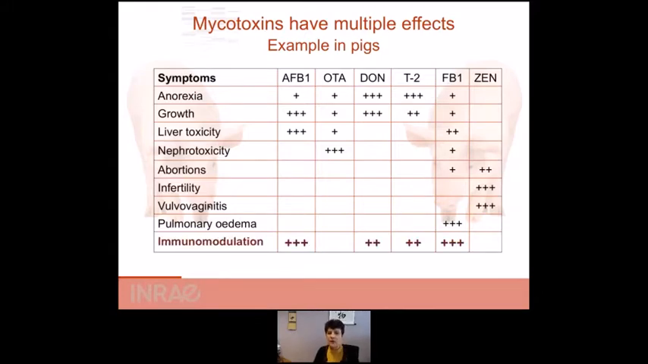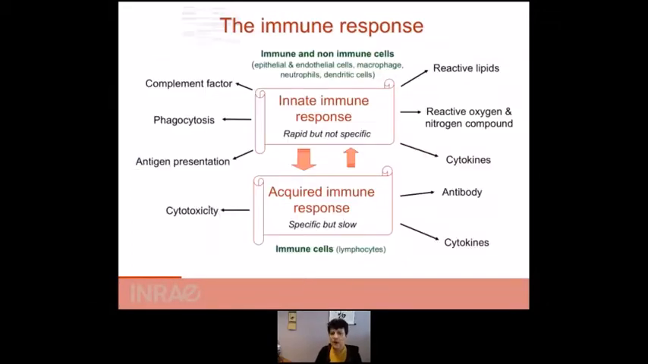But as you see, all these mycotoxins have an effect on the immune system, especially aflatoxin, fumonisin, and trichothecenes. In fact, when talking about the immune system, it can be divided into two kinds of response. There is first the innate immune response. This response is rapid, but not specific. And this innate immune response involves immune and non-immune cells, such as epithelial cell, endothelial cell, and immune cells such as macrophage, neutrophils, or dendritic cell.